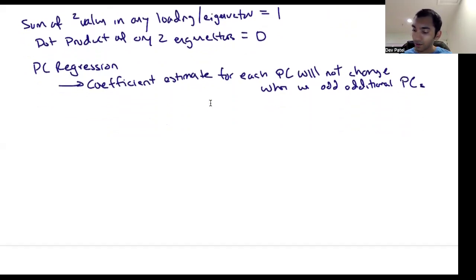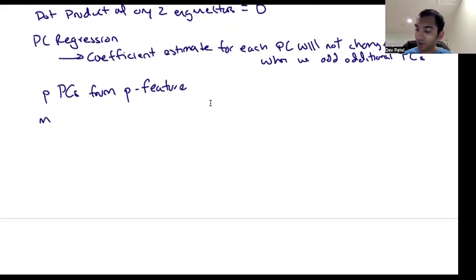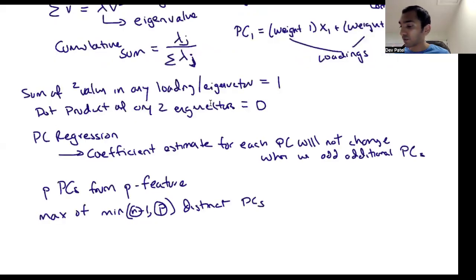And just another quick fact about principal components. You can typically create P principal components from a P feature data set, but you can only create a max of min of n minus 1, P distinct principal components, where n is the number of observations and P is the number of features in your data set.